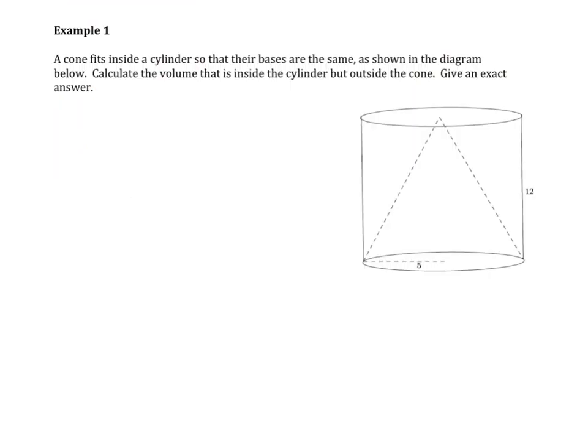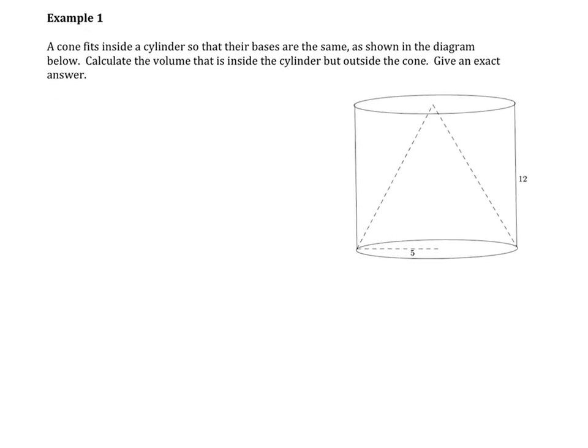Example 1. A cone fits inside a cylinder so that their bases are the same as shown in the diagram below. Calculate the volume that is inside the cylinder but outside of the cone. Give an exact answer. So we're going to have to find the volume of the larger figure, which is the cylinder. And then we're going to find the volume of the cone and subtract the volume of the cone from the volume of the cylinder, since the cone is smaller than the larger figure of the cylinder.